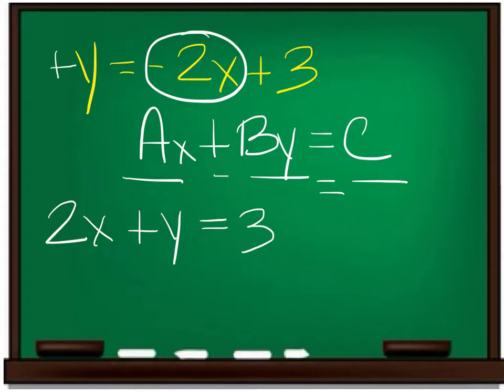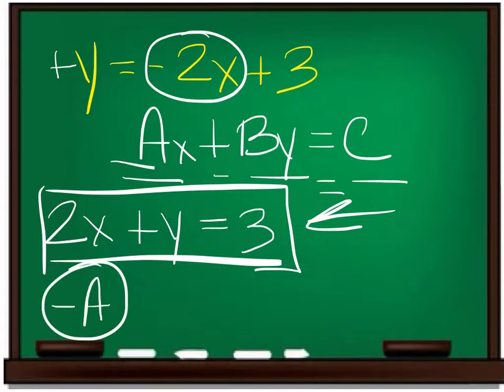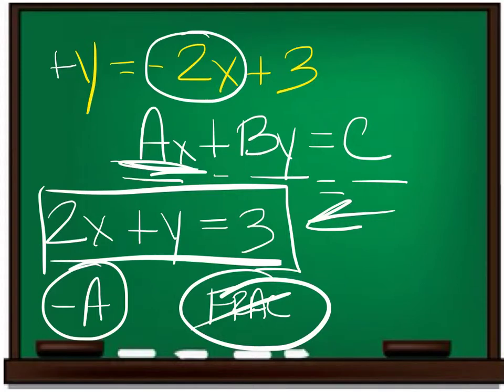There was a plus sign in front of the y, but it was not written. It was a positive y, therefore it becomes plus y when you put something with it. This is it. 2x plus y equals 3. The rules for this form are that you cannot have a negative a term, which is here. You also cannot have any fractions in standard form. If any of those come up, then you have to change.